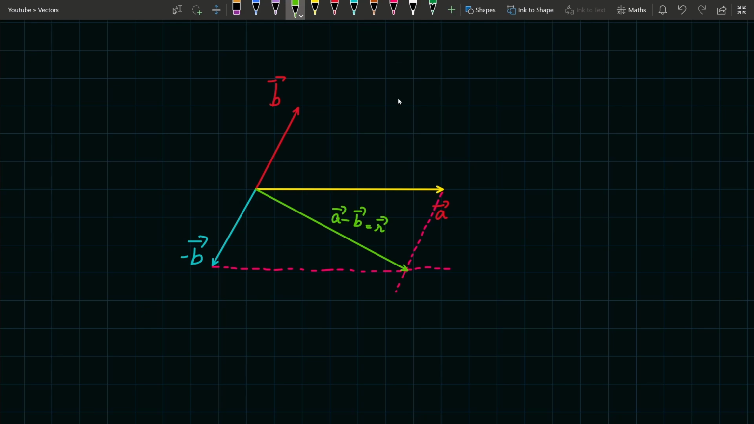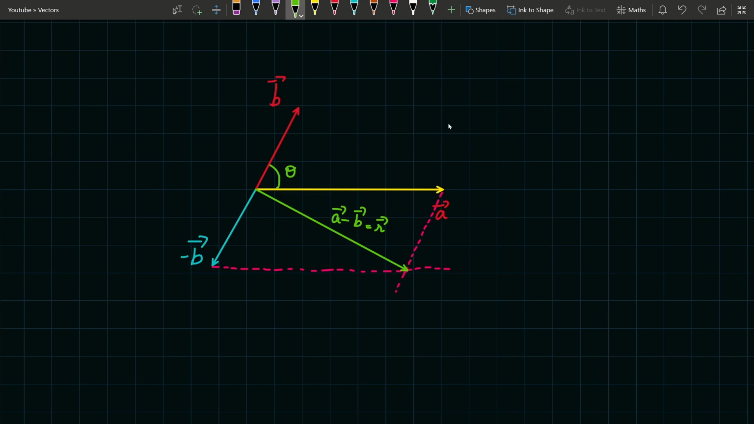So I give you a vector a and a vector b. I give you the magnitudes of those two vectors and the angle between the two vectors I'm giving you as theta. Then how to perform the subtraction of those two vectors and how to find the magnitude of the resultant vector and direction of the resultant vector?